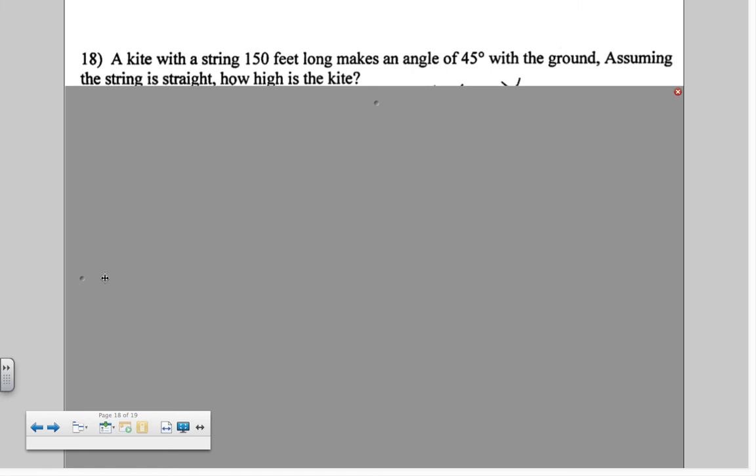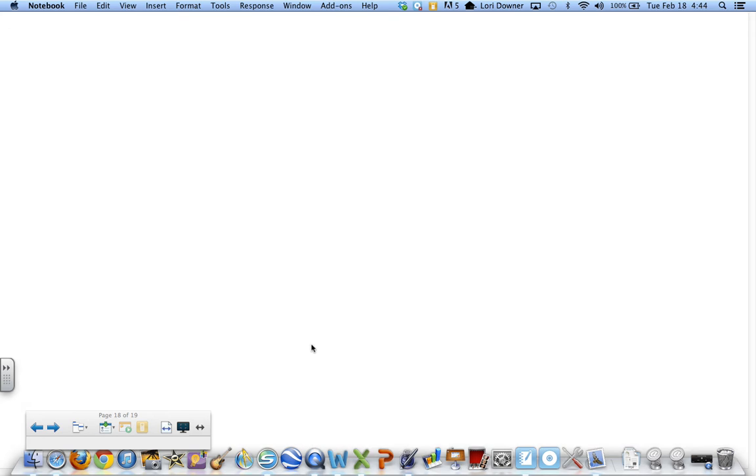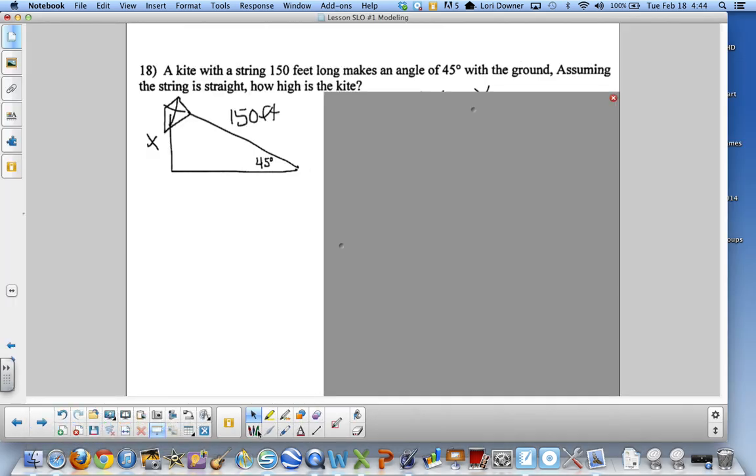So we've got to model the picture. We've got a kite in the air. It's x off the ground. It's a 150 feet long string and it's making a 45-degree angle here. So I know that this guy is a right triangle. This is a right angle. So knowing that he's a right angle, I'm going to put him in as a right angle.